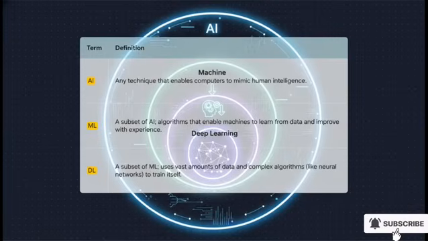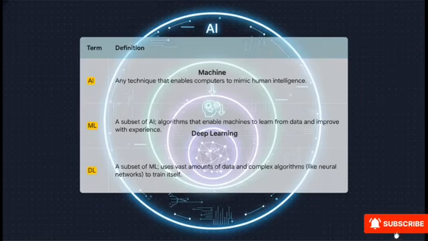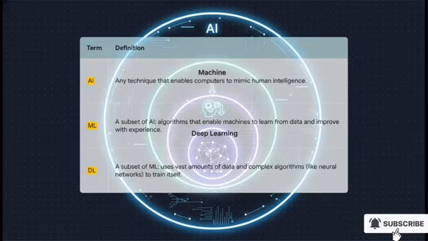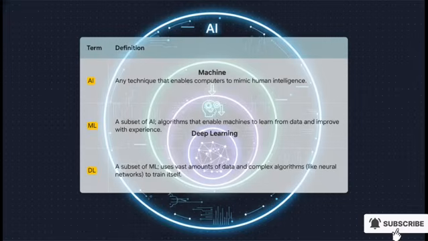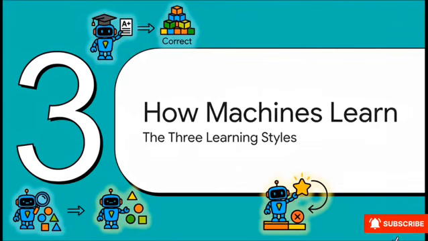Okay, students, exam point of view, this slide is super important. Let's lock these definitions in. AI is the big idea of making computers act human. Machine learning is a way to achieve AI by letting machines learn from data, and deep learning is a special kind of machine learning that uses tons of data and something called neural networks. So the key thing to remember is this: DL is a part of ML, and ML is a part of AI. Got it? Perfect.